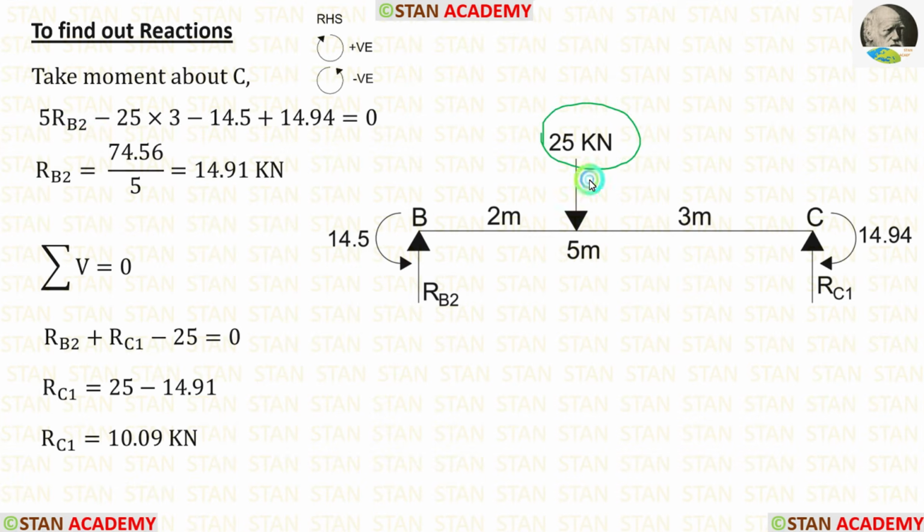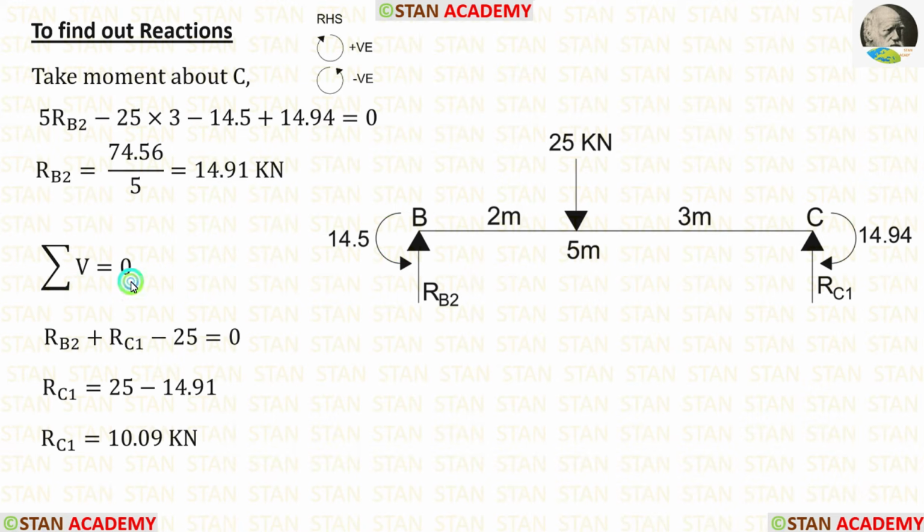The point load 25 kN is acting towards the point C in the anticlockwise direction, so it will be negative and the distance is 3 meter. So minus 25 into 3. Then we are having two moments. 14.5 is acting in the anticlockwise direction, so it will be negative. 14.94 is acting in the clockwise direction, so it will be positive. Finally, we are getting RB2 is equal to 14.91 kN.